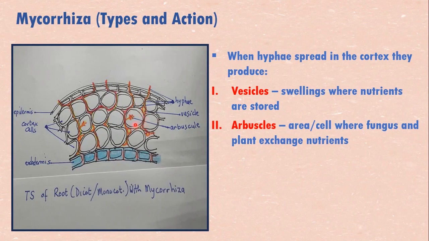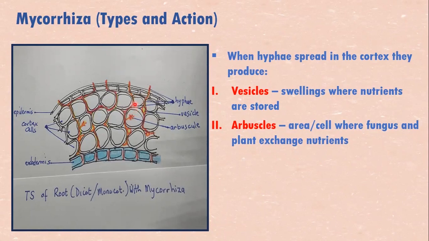Then, besides the vesicles, the fungi also forms a structure called arbuscules here. This one. It's an area where a cell can be formed that is storing substances that the fungi has brought in, so that substances can be exchanged between the cells and the fungi.